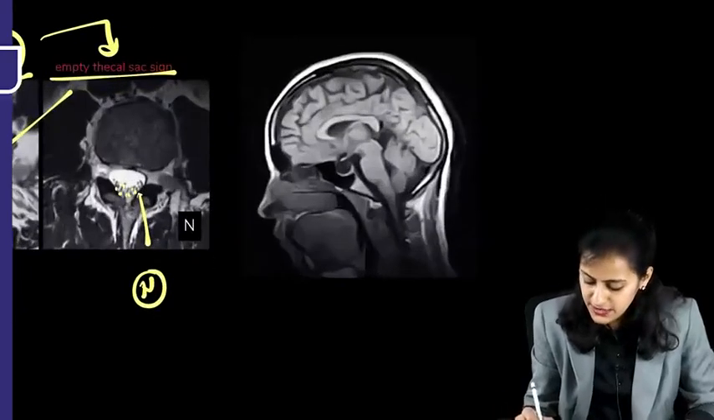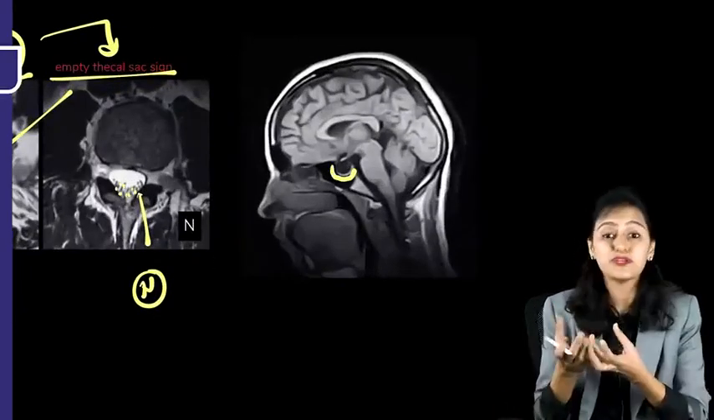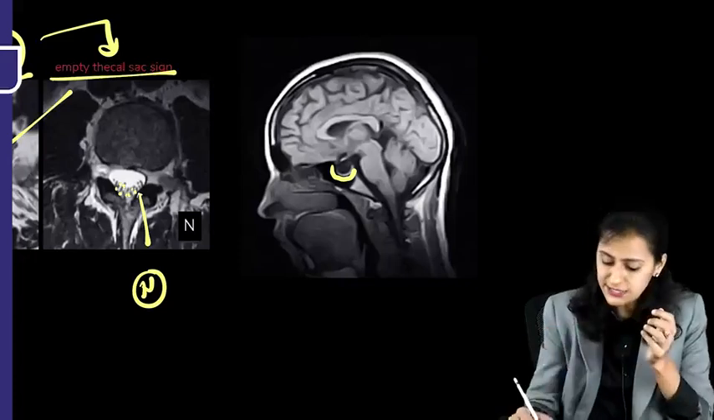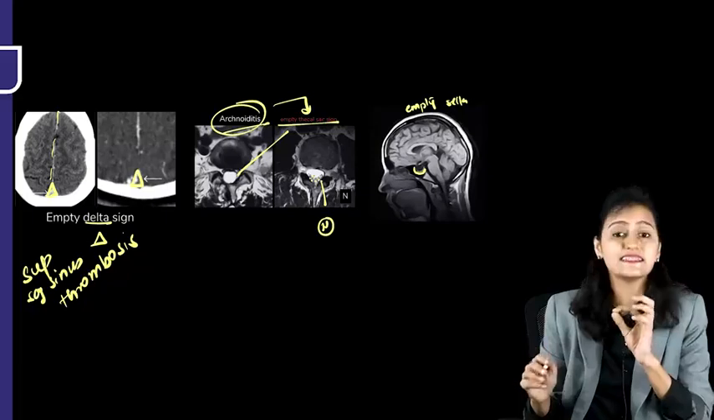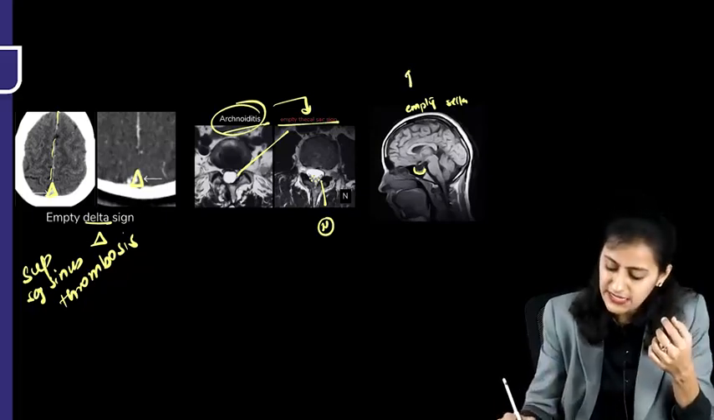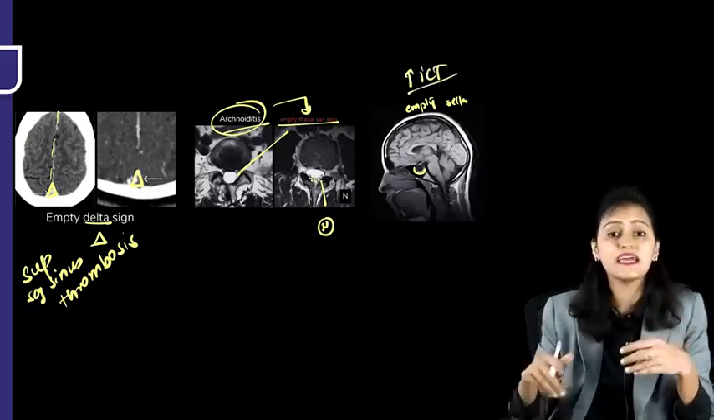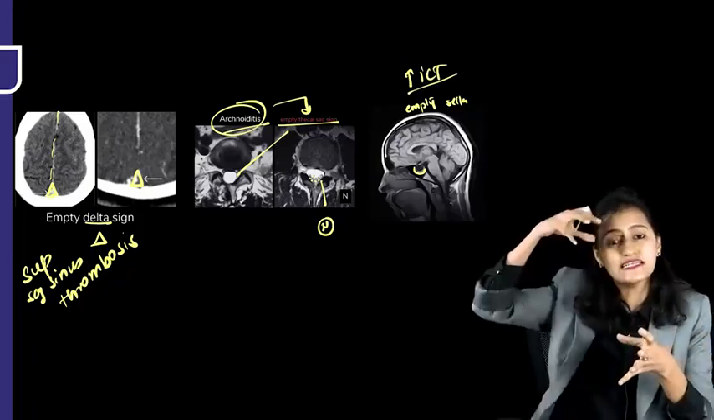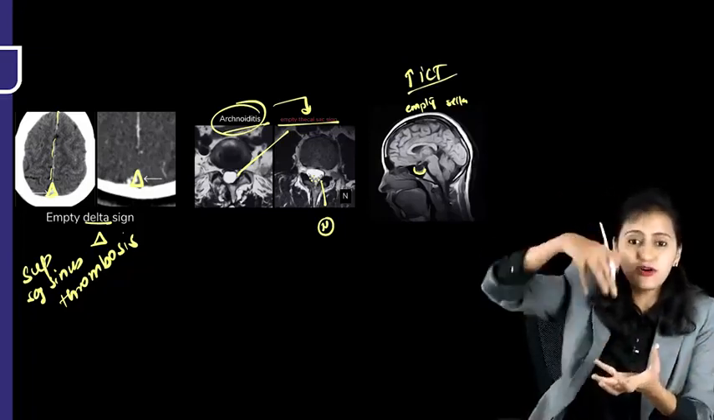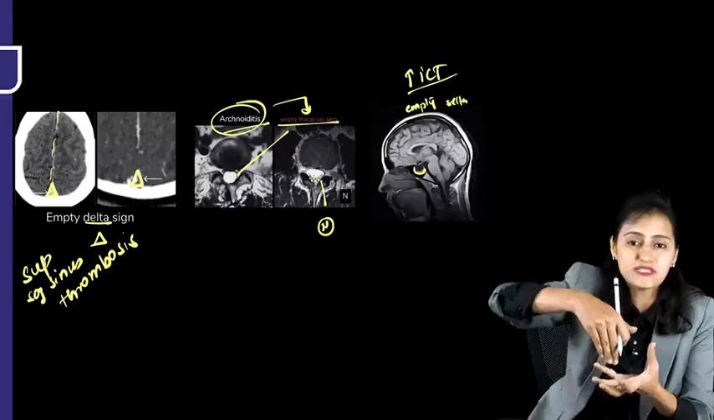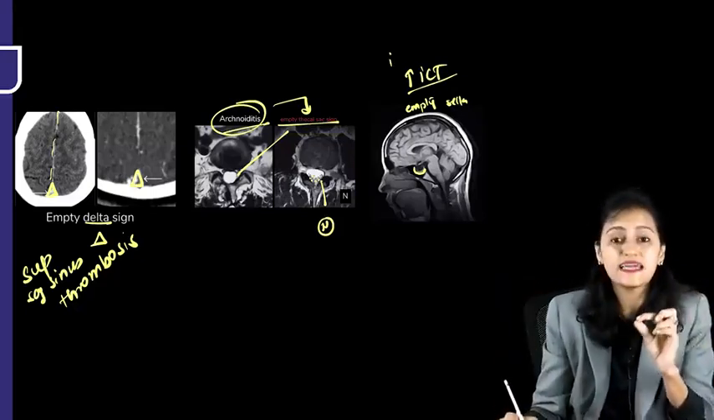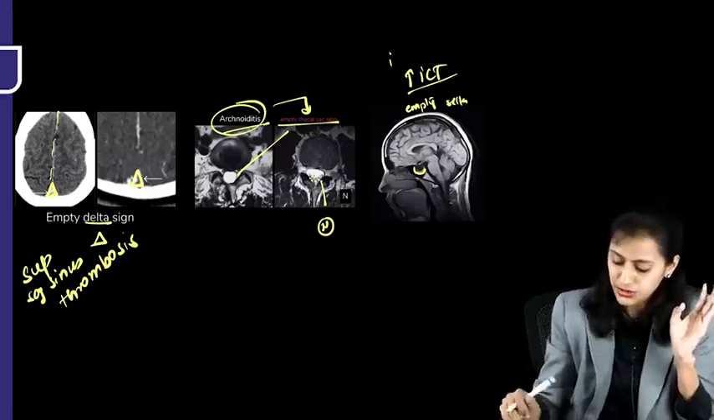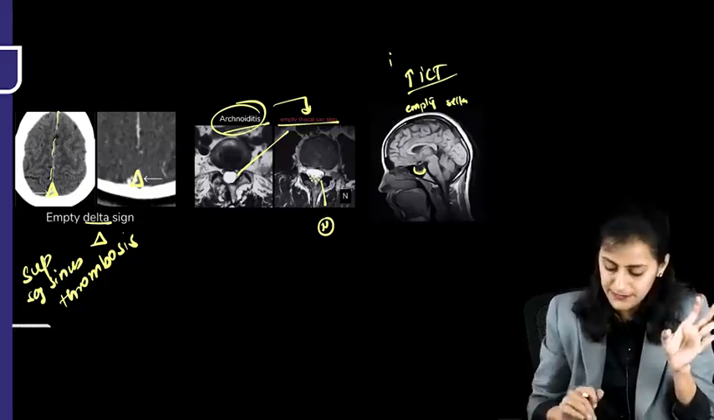What do you see here? Look at the sella turcica, the pituitary gland, it's hardly seen. So it is like empty sella. What is the empty sella sign seen in? It is seen in raised ICT, intracranial hypertension. The high intracranial pressure, it goes into the sella, the CSF goes in, right? And that gives the empty sella sign. It is seen in intracranial hypertension. Okay, empty sella sign, right?